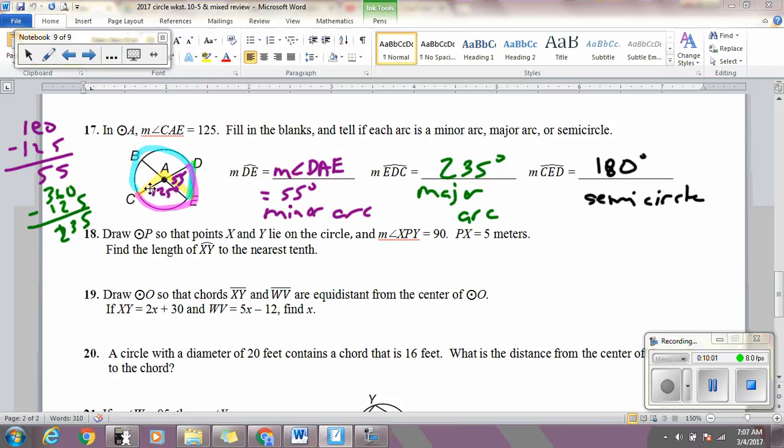Another way to look at it is the line segment C to D is a diameter splitting the circle in half. So half of 360 is 180. That's another way of looking at it. You have options. Just go with the right one.